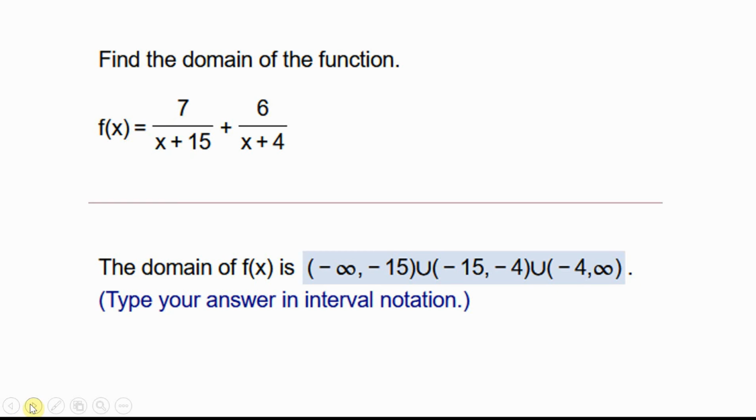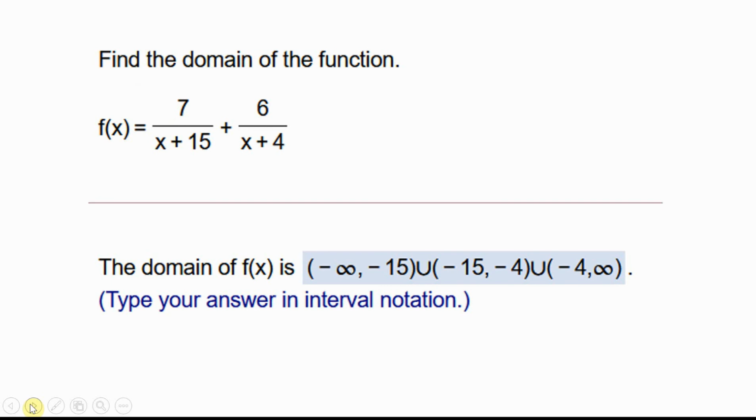Is that what you got for the domain? Just excluded negative 15 and negative 4? Right. Who tried to combine those two fractions? Did you add them and do all the least common denominator? You didn't have to, right? If you did that, you'd still end up with the two problem children being negative 15 and negative 4.